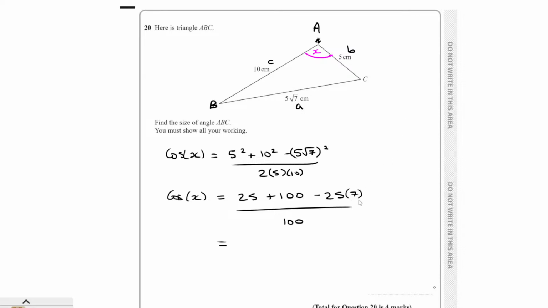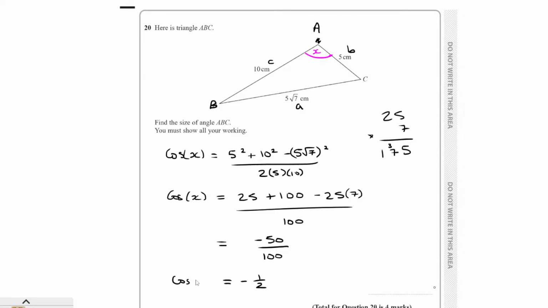I personally did 8 times 25 because I know that's 200 and I minused 1, but we can obviously do column multiplication. So 7 times 5 is 35, so 5 carry the 3. 7 times 2 is 14, plus 3 is 17, 175. So we've got 125 minus 175 is minus 50 over 100. And then that simplifies to negative a half.